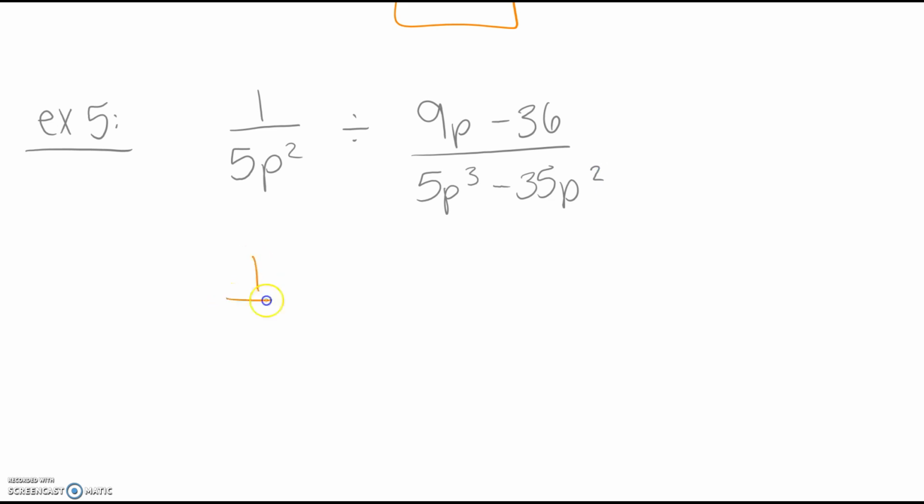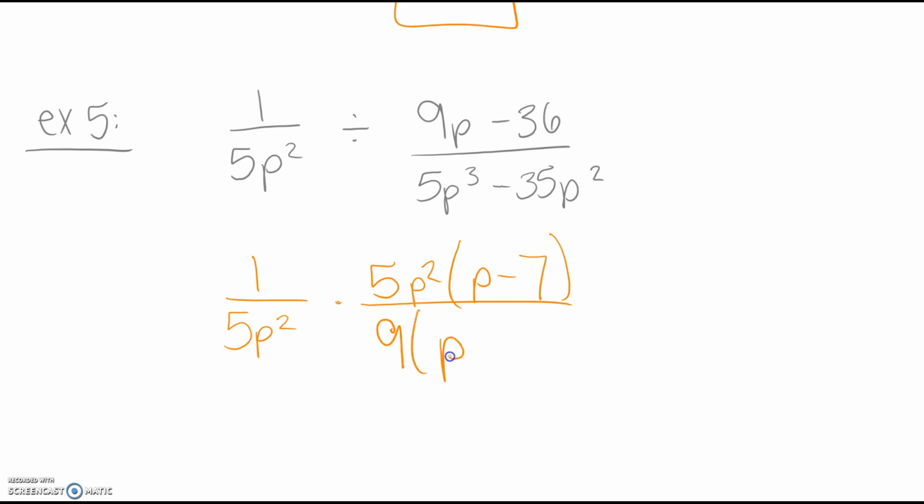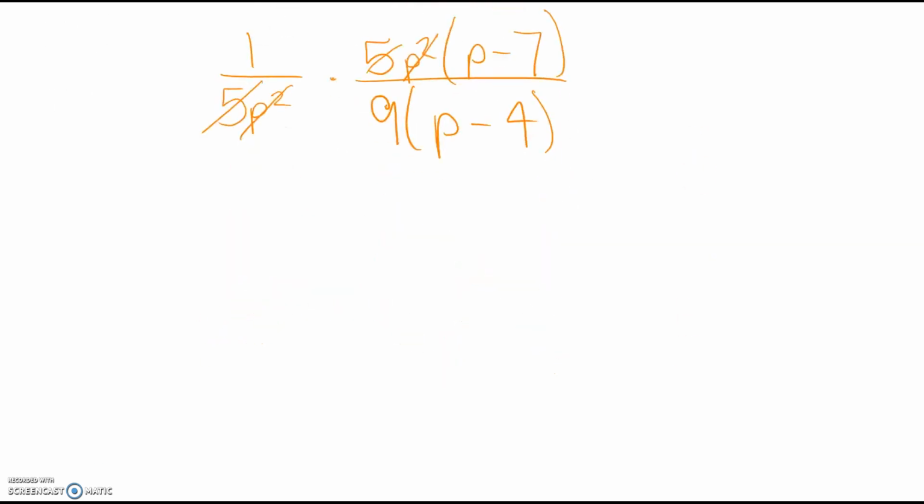So first fraction will stay as is. Second, we need to flip, and I'm going to factor it at the same time. So the denominator, we can factor out a 5p squared, which is now in the numerator. We're left with p minus 7. And then what once was our numerator, we can factor out a 9, and we're left with p minus 4. And then our p squareds will cancel, and our 5s will cancel, and so we are left with p minus 7 over 9 times p minus 4.